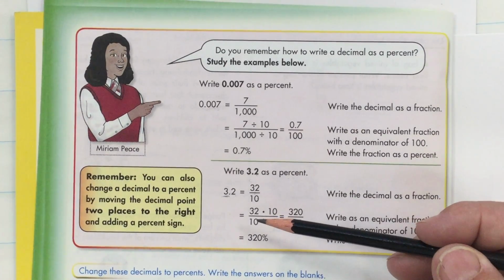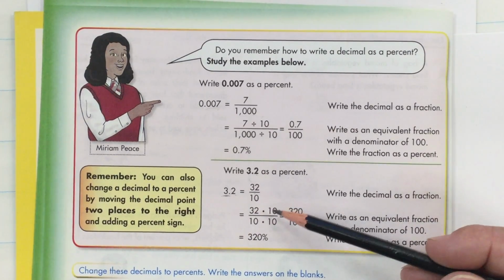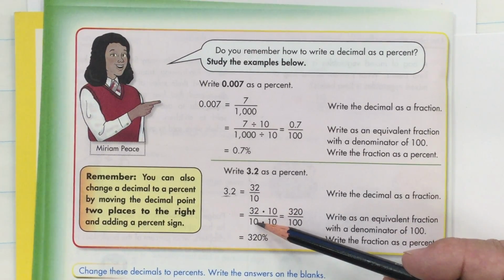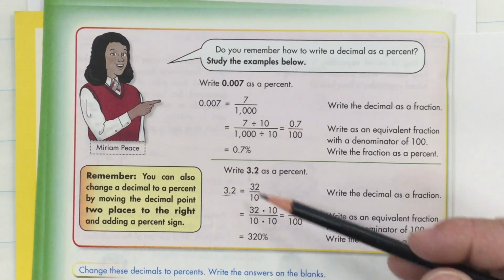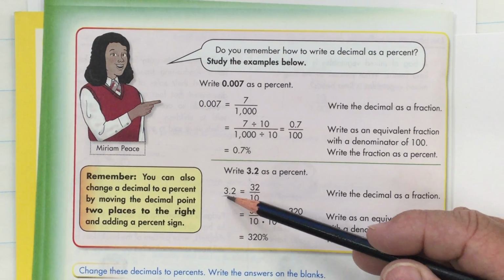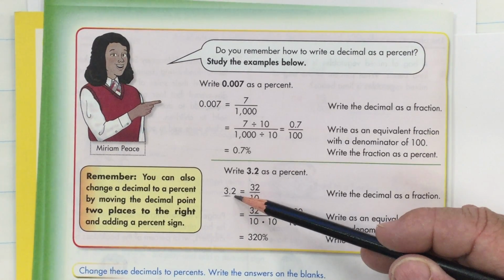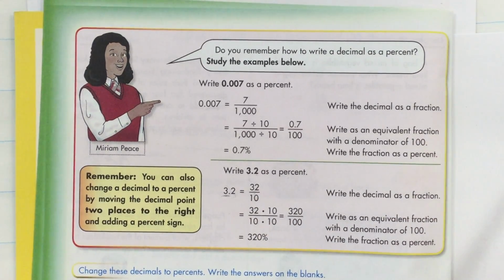Think about 1 being 100%. This is going to be 3 times that, but how much? All right, so we have 10. How do we get 10 to 100? We multiply by 10 to get 100. So we see that if you improved your grade 3.2 times, that is 320% you improved your grade.